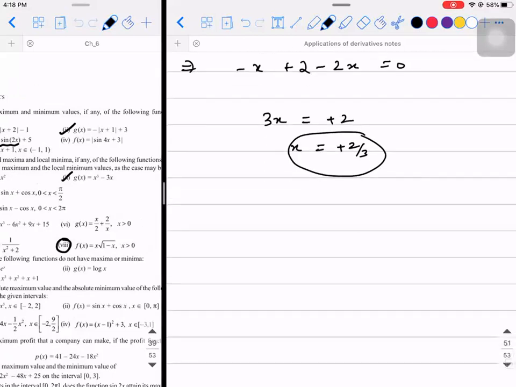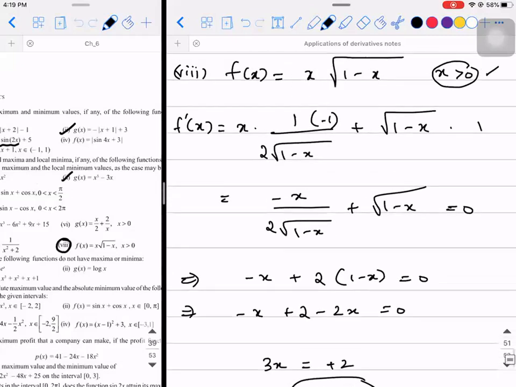Right? Now try to do f double dash of x and substitute this x is equal to 2 by 3 and tell me what is the value you are getting. You need not find the value. Just find whether it is positive or negative. That's enough. So when you're doing f double dash of x, don't forget this 2 into root of 1 minus x. Do not forget it.